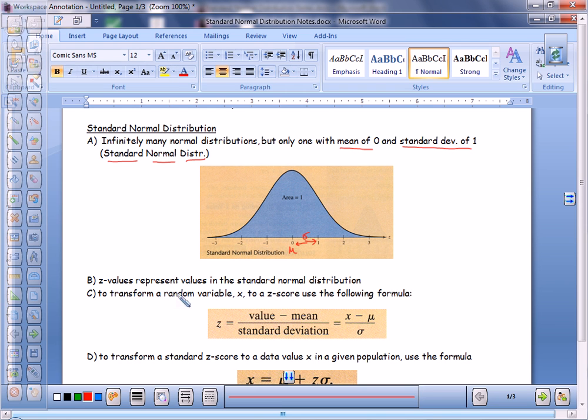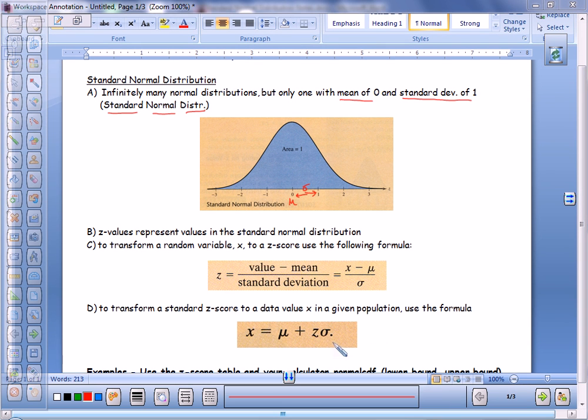Z-values are going to represent values in our standard normal distribution. What a z-value is, we're going to transform our random variable x's to a z-score so that we can normalize them and look at them under the standard normal. To do that, you take your value, subtract the mean from that, and divide by the standard deviation. We're transferring them into z-scores so that we can compare apples and oranges.